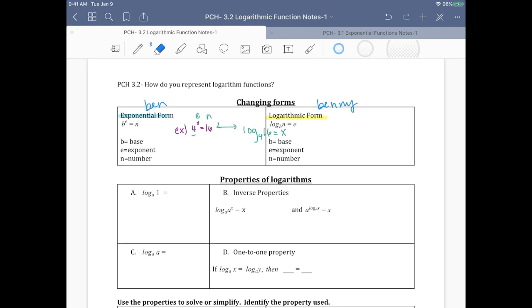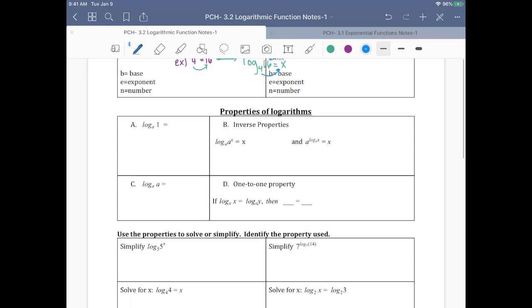Another way we can do this is like this. We can use the snail method. So you start with the base, move to the number, and then the exponent. So when I write this in logarithmic form, the base to the number equals the exponent. If I want to change back from logarithmic form to exponential form, I go the number to the exponent, the base to the exponent equals the number.